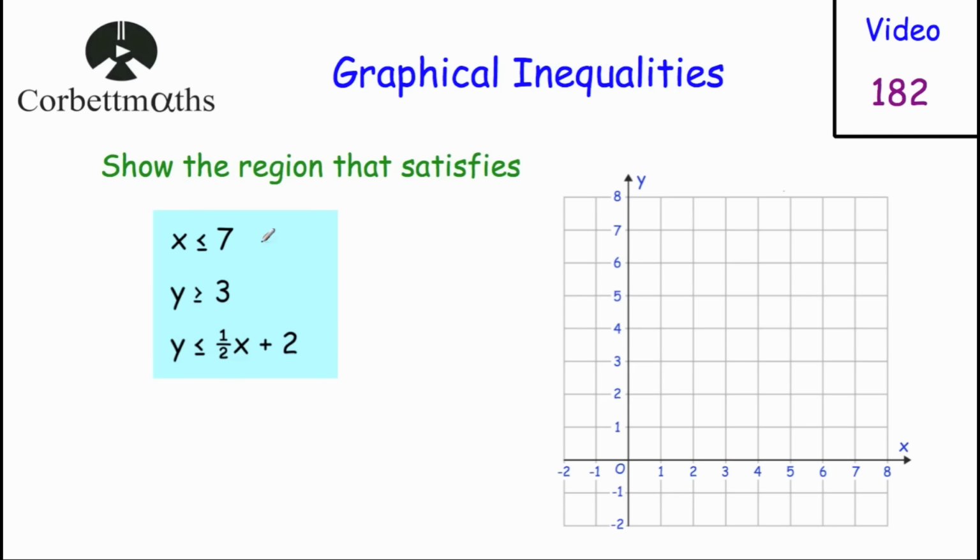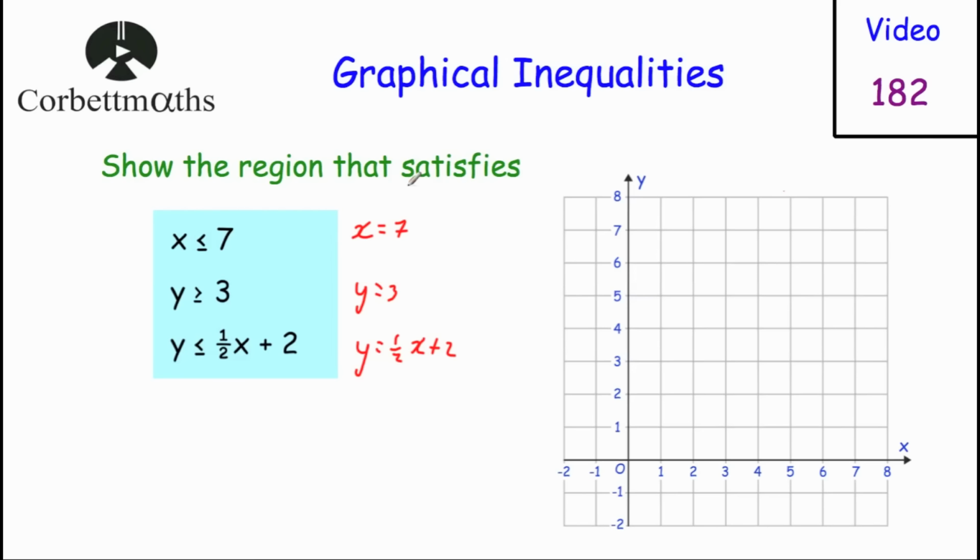So what we're actually going to do is draw these lines to begin with. We're going to draw the line of x equals 7. We're going to draw the line of y equals 3. And we're going to draw the line of y equals half x plus 2. And so we'll draw those lines to begin with, okay? And then once we draw those, we'll be able to see which region satisfies these inequalities. So let's start off with x equals 7.